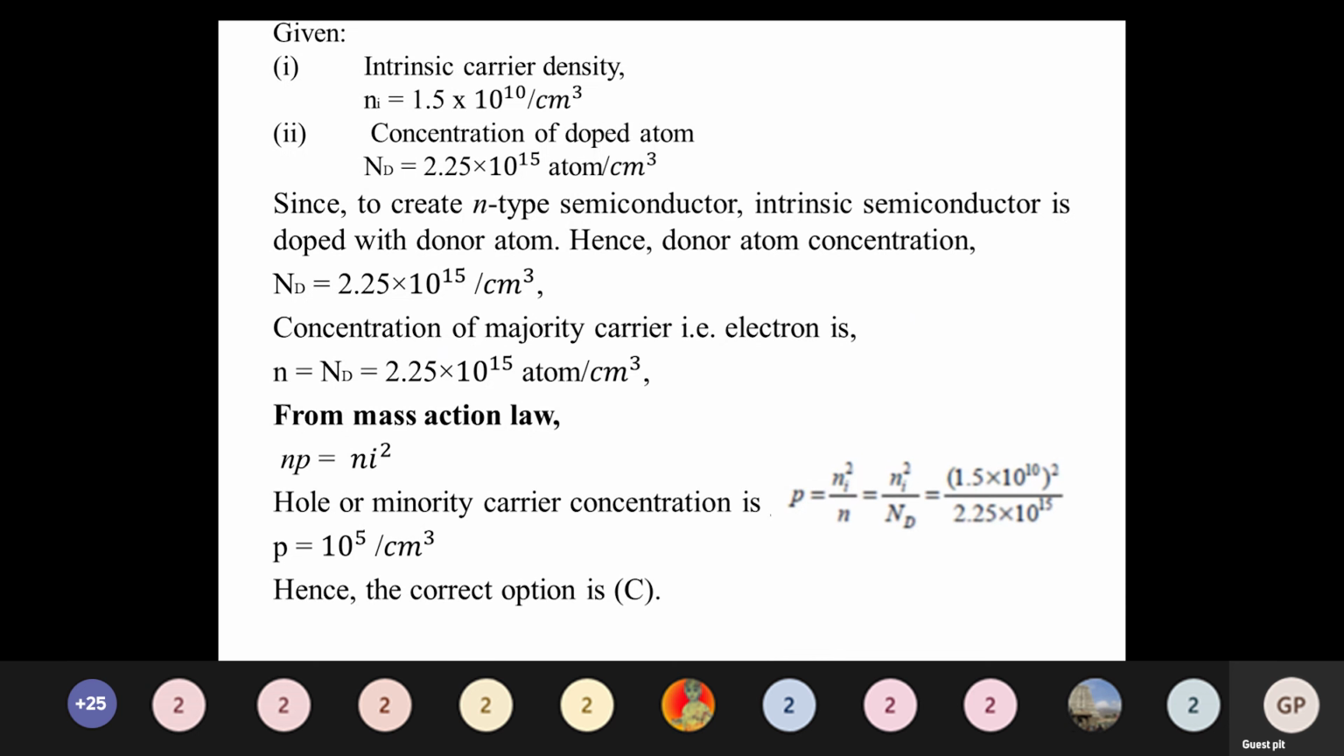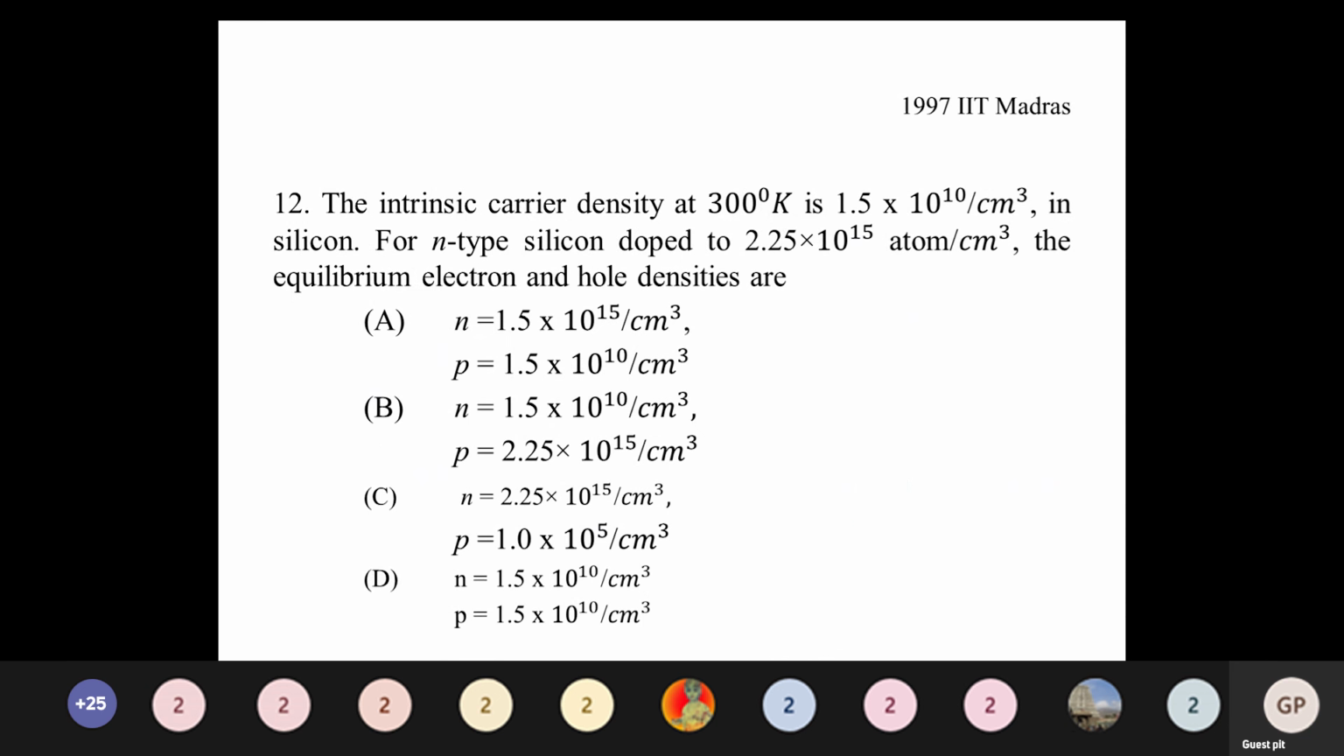Mass action law formula: n into p equal to ni square. What they are asking is the minority carrier concentration. Here the intrinsic carrier density is given, and n-type silicon is given. So it is an n-type material, and they are asking the p-type hole concentration.